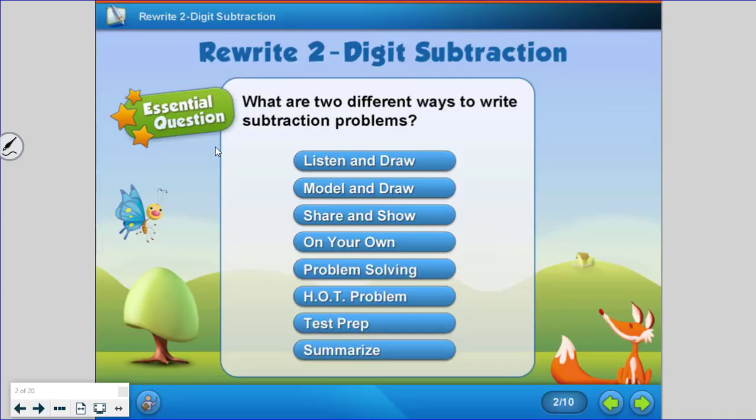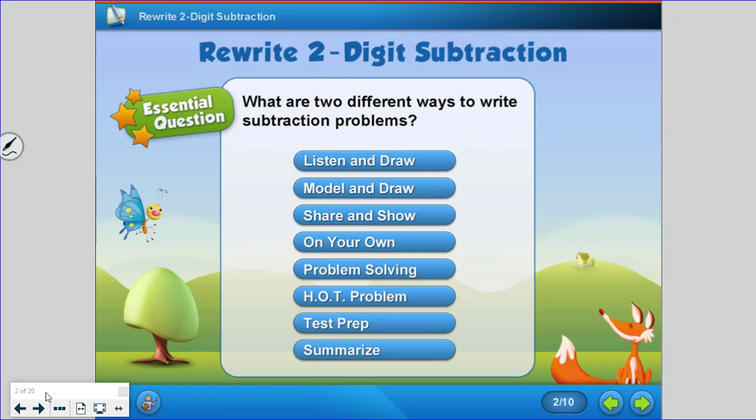Our essential question today is, what are two different ways to write subtraction problems? If you remember, we did the same exact thing with addition, with the essential question, what are two different ways to write addition problems? Today we're going to do that with subtraction problems.